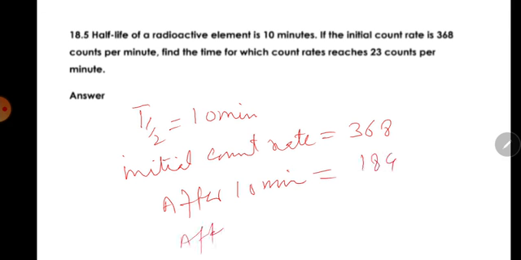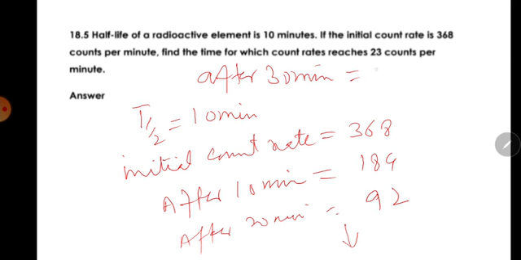After 20 minutes, it will be reduced to 92, and you will keep continuing. So after 30 minutes, the count rate is reduced to 46, and after 40 minutes it is reduced to 23. So after 4 half-lives it is reduced to 23.